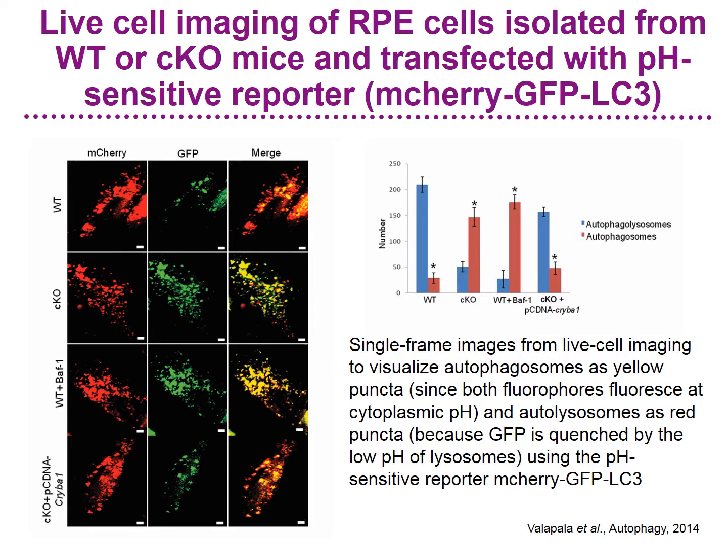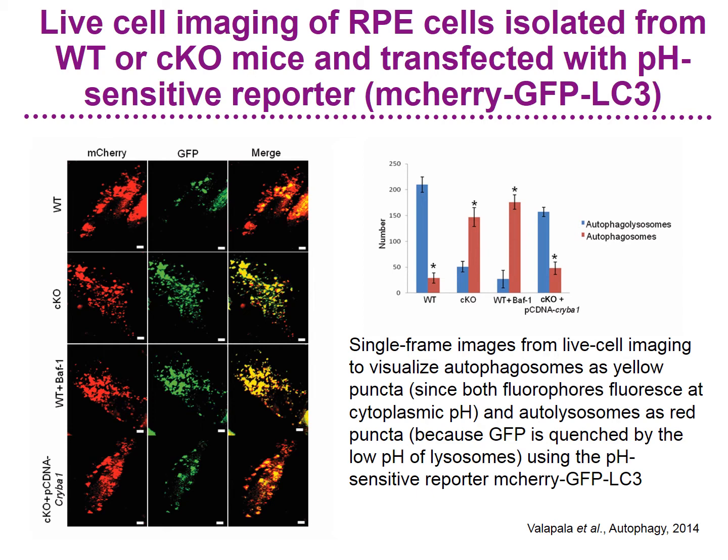Next, to provide evidence that loss of beta A3/A1 crystallin affects the autophagy process, we did live cell imaging of RPE cells that were isolated from either wild type mice or mice where we had conditionally deleted beta A3/A1 crystallin from RPE cells. These cells were then transfected with the pH sensitive reporter mCherry-GFP-LC3. The idea being that in the acidic pH of lysosomes, GFP will be quenched.